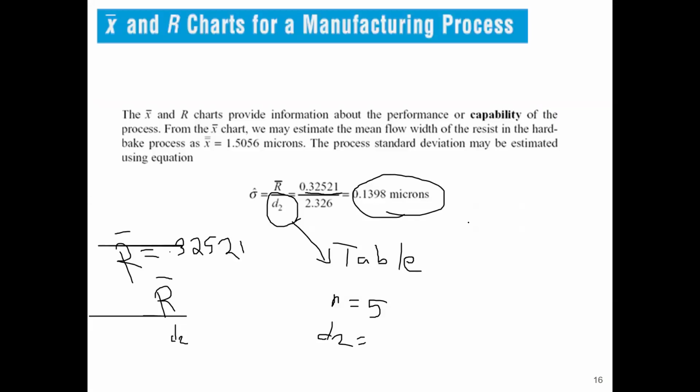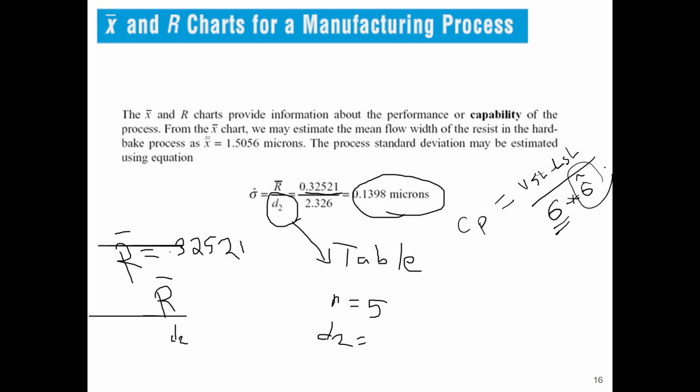To calculate the capability index, there are several capability indices. One of them is CP, which is the upper specification limit minus the lower specification limit, divided by 6 times sigma hat. Sigma hat is the estimated standard deviation. You remember in the first slide, I said I calculate the upper specification by adding 0.5 and the lower by subtracting 0.5 from the specification.